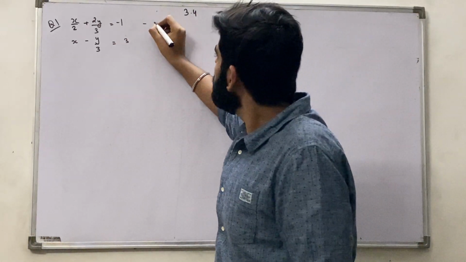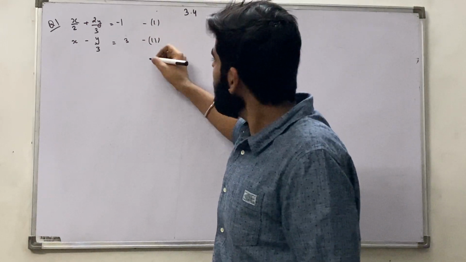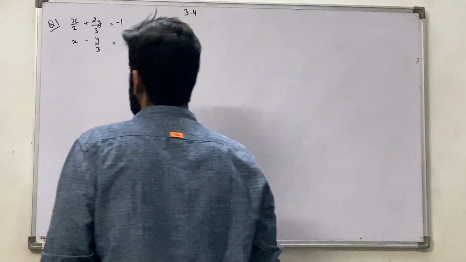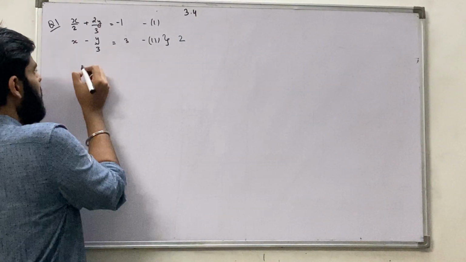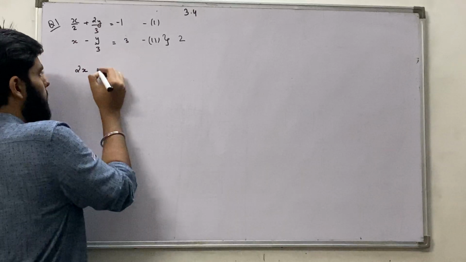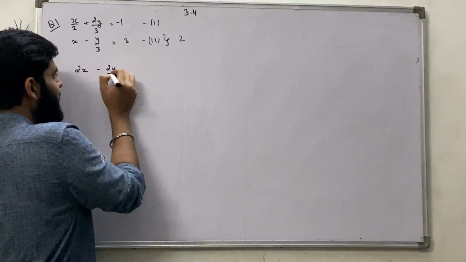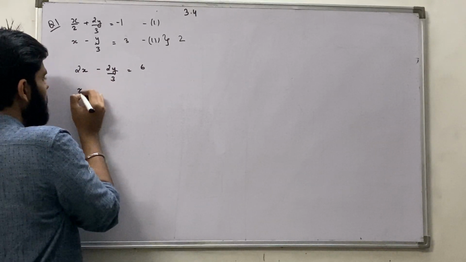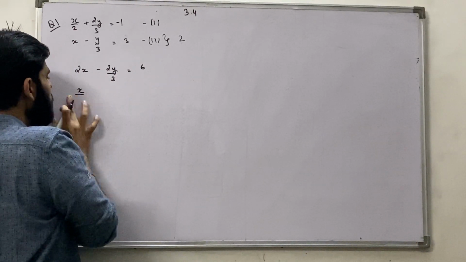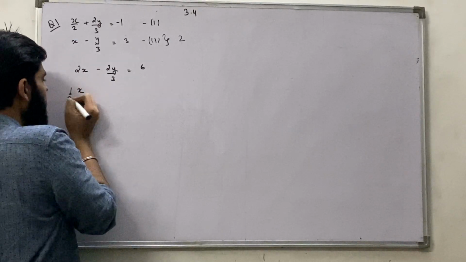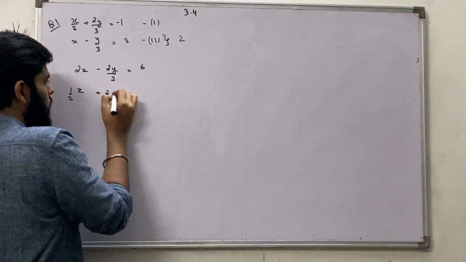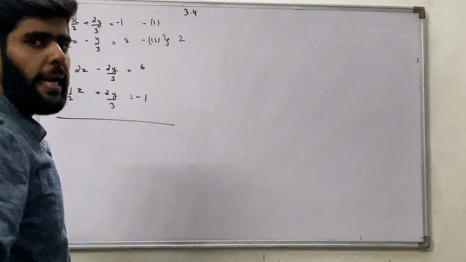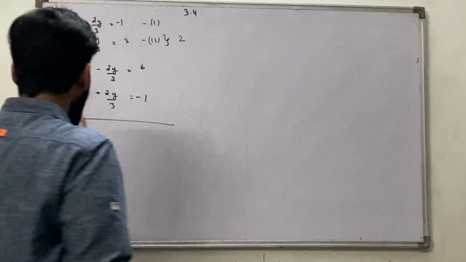Now multiply the second equation by 2. What will happen? The second equation comes out to be 2x minus 2y by 3 is equal to 6, and the first equation remains the same, that is x by 2. We can also write this as 1 by 2x plus 2y by 3 is equal to minus 1. Now just look at it very carefully. Leave one line and then draw this line, okay?